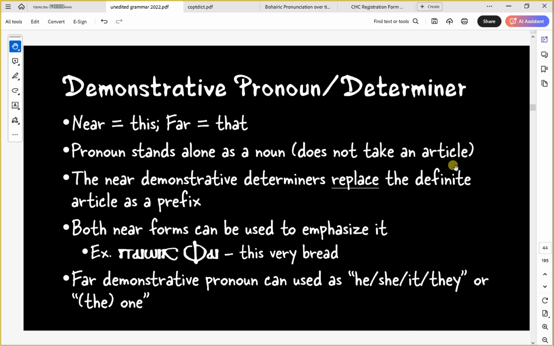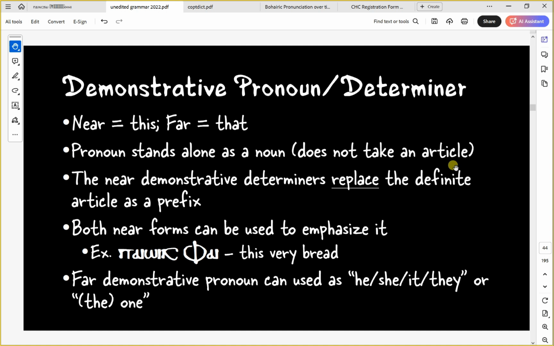So the near demonstrative determiner in Coptic would replace the article. So there's an example below. If we want to say the bread, we say pi oik. But if I want to say this bread, I'd say pai oik. We'll go into the forms in a second.